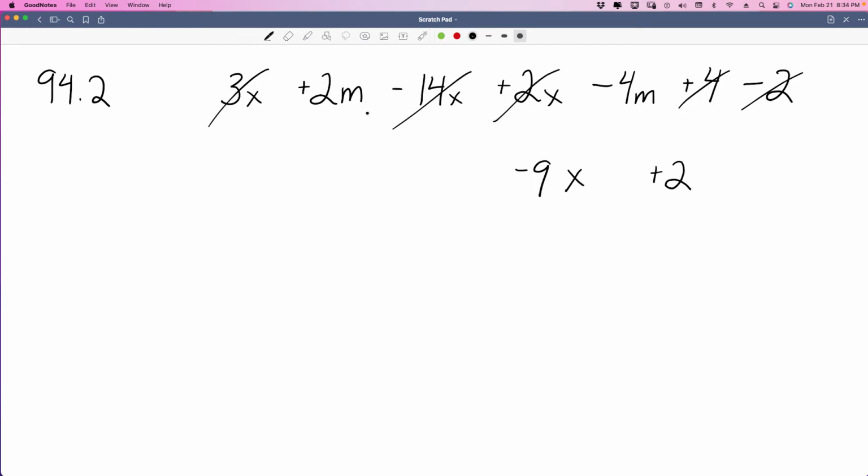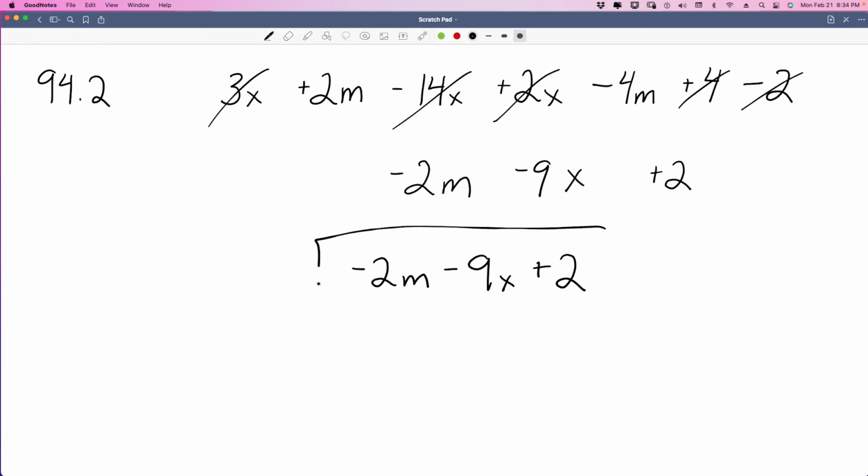All right, so let's look at the m terms in this expression. You would think there wasn't vocabulary in math, but there is. Positive 2, negative 4. We know that's going to be a negative 2m. So now we can combine this basically just like it is. Negative 2m minus 9x plus 2 is our simplified expression. And that's as far as we can go with that.